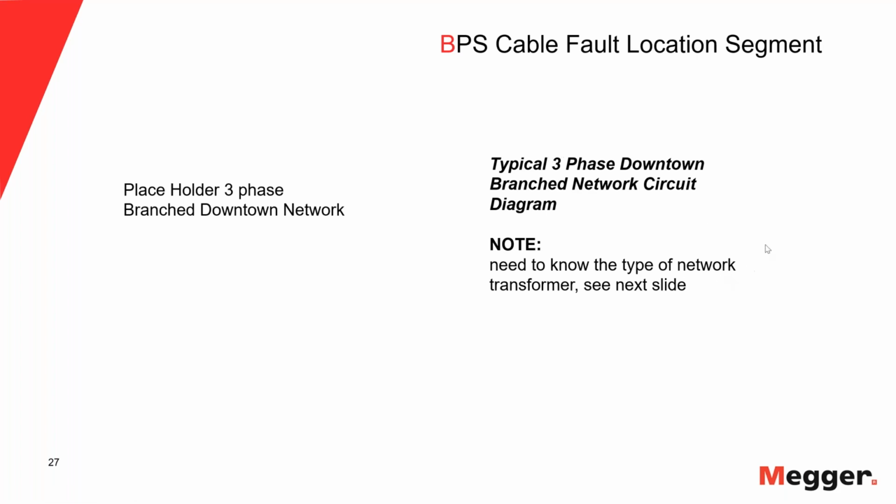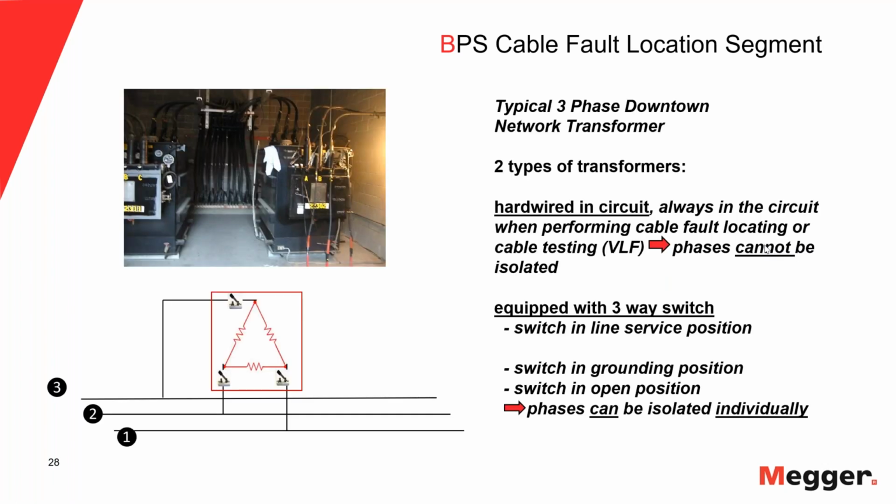So now what's really important is that we understand the type of transformer we have. You see here an underground board with the network transformers in them. Like I said, we have two types. The first is hardwired in the circuit, so it's always in the circuit when we're performing fault locating or also cable testing, and that means the phases cannot be isolated from each other.